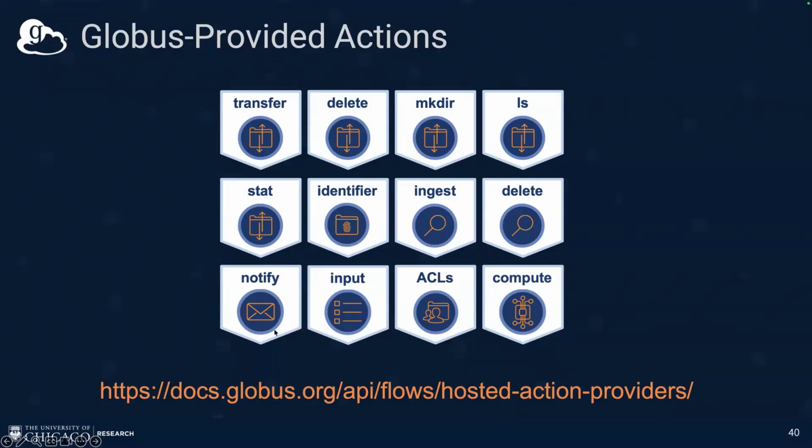We have an email provider that provides an email notification action. So if you want your flow to notify somebody of something via email, you can set that up with the notify action. So all of these things are built in to the flows system. You don't have to do anything in order to use them. You just write your flow definition. I'll show you that in a second, and say what you want done.